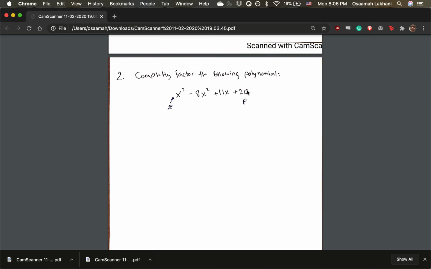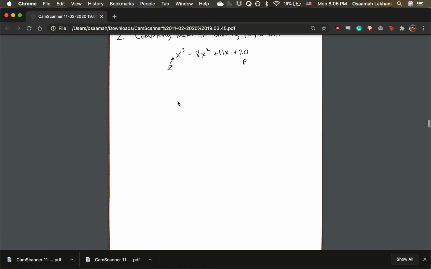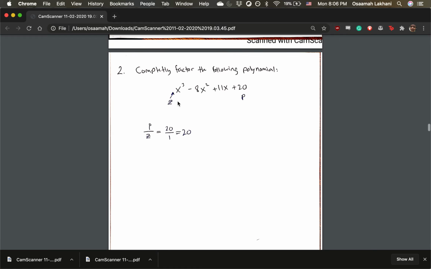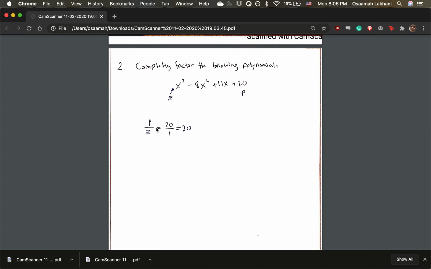So p is the last number all the way on the right, and in this case it's 20. And z is the coefficient for the highest degree, basically the x raised to the highest number. In this case that would be x cubed, and the coefficient of that, z, is just going to be 1. So we found our p and z.